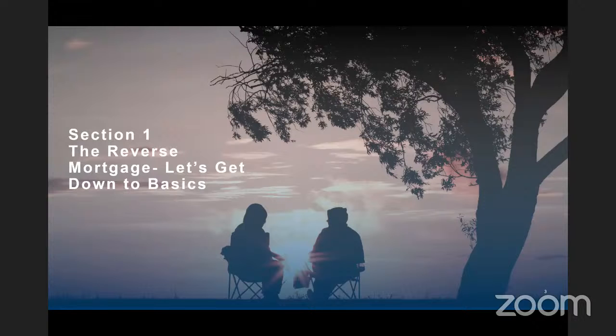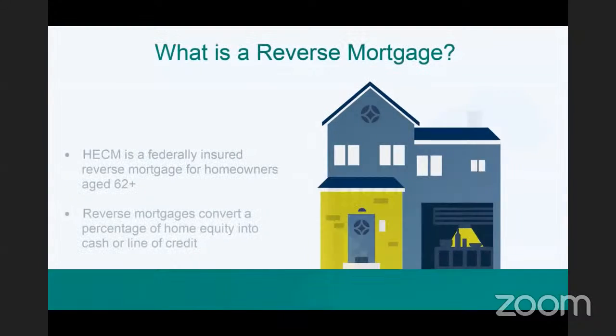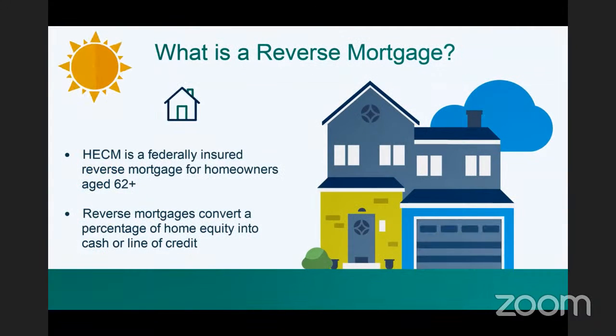The reverse mortgage, let's get down to basics. What is a reverse mortgage? In its simplest terms, a reverse mortgage is a loan program that gives homeowners age 62 and over the ability to convert a portion of their home equity into liquidity without incurring a monthly mortgage payment to a lender. That really is its simplest definition: convert a portion of their home equity into liquidity.